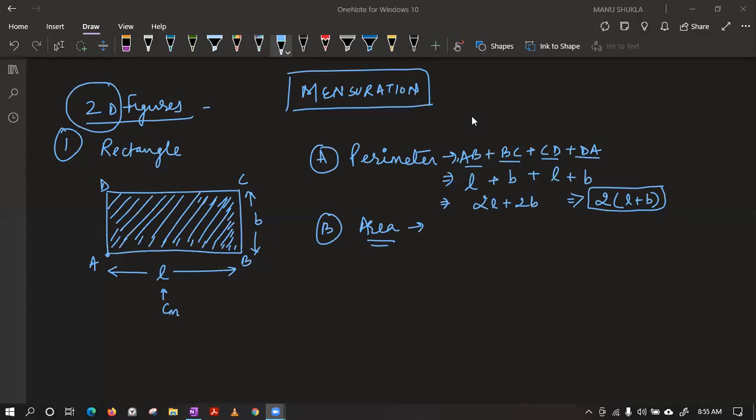Now, suppose they want to know how much land they are having, then they will have to go for area. Area is the inside content. So area is given by length into breadth. So they give a price and we have to find the total price. Yes, that way only. So area is length into breadth.